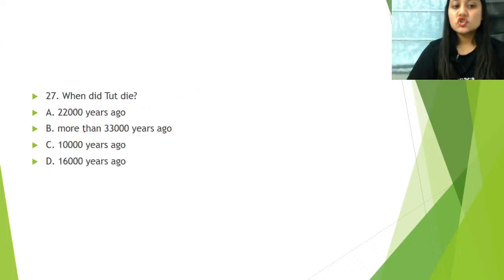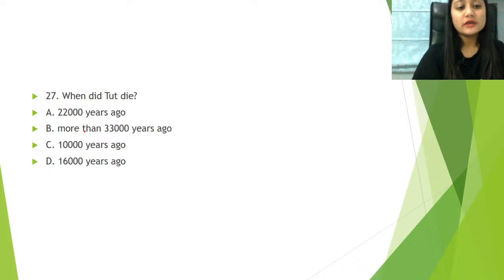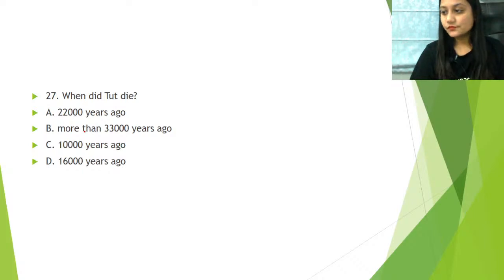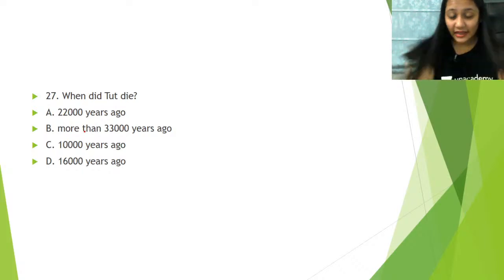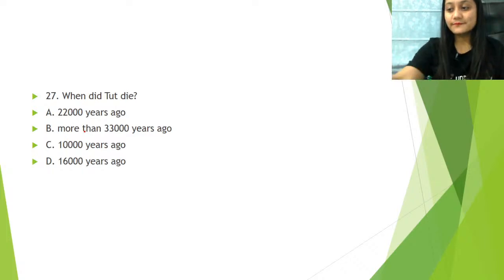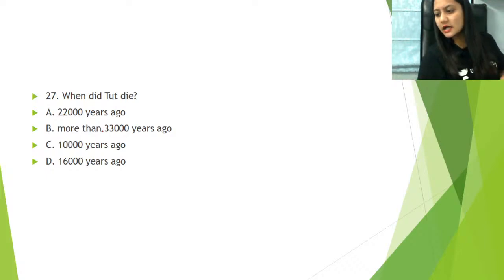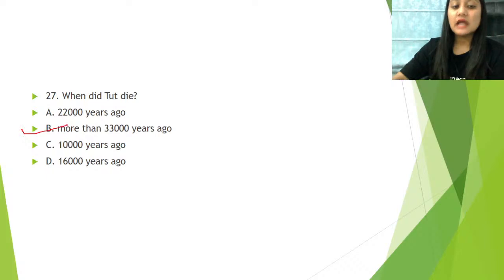When did Tut die? 22,000 years ago, more than 33,000 years ago. Yeah, Nayan, that's correct. More than 10,000 years ago, or more than 16,000 years ago. I mean, you can simply make a wild guess here because I have sincere doubts. Do you know the answer or not? Even I am not sure though. Oh wow, that's right, Ayush, that's right. Perfect. No, wait, it is 27B. All of you know that. Entrepreneur, you are incorrect. Ankit, you are incorrect. That is more than 33,000 years ago.